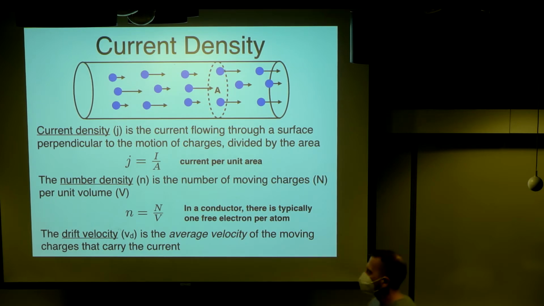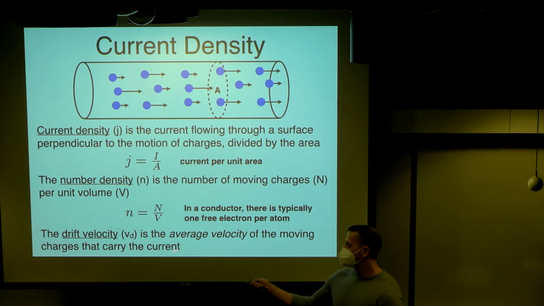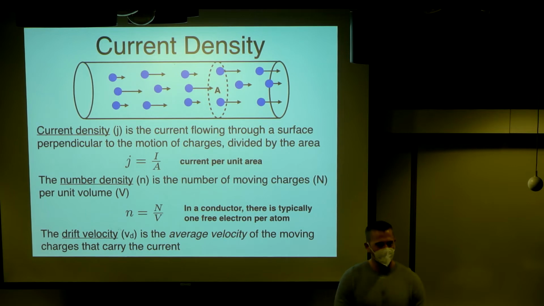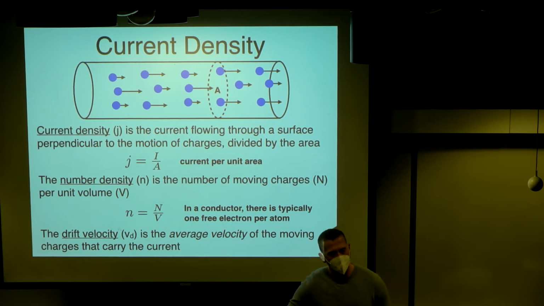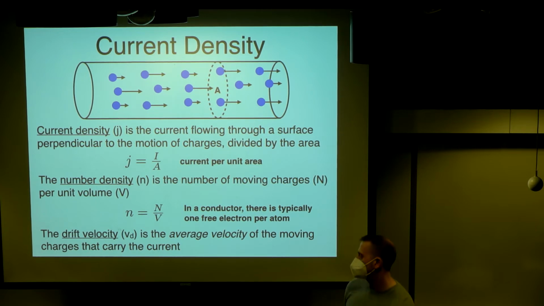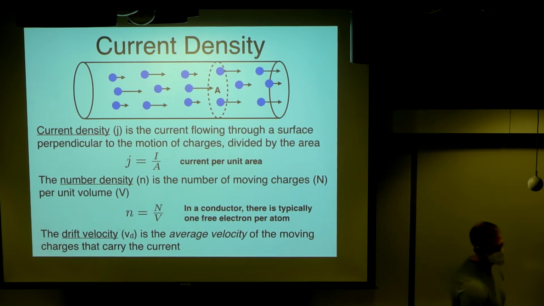Okay? So when we refer to the drift velocity, we're talking about the average velocity of the moving charges that carry this current. In reality, there's some randomness involved, but if we talk about the average velocity that charges are moving down the wire, that's what we call our drift velocity. VD for drift velocity. Okay? So are we good on these definitions?